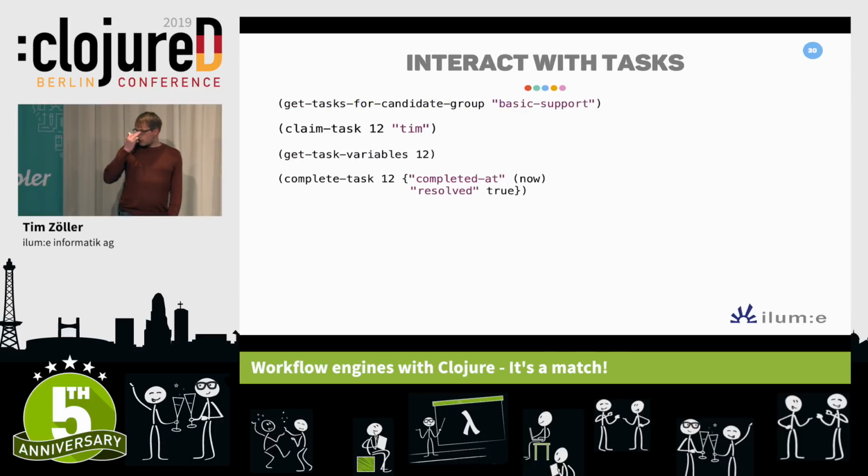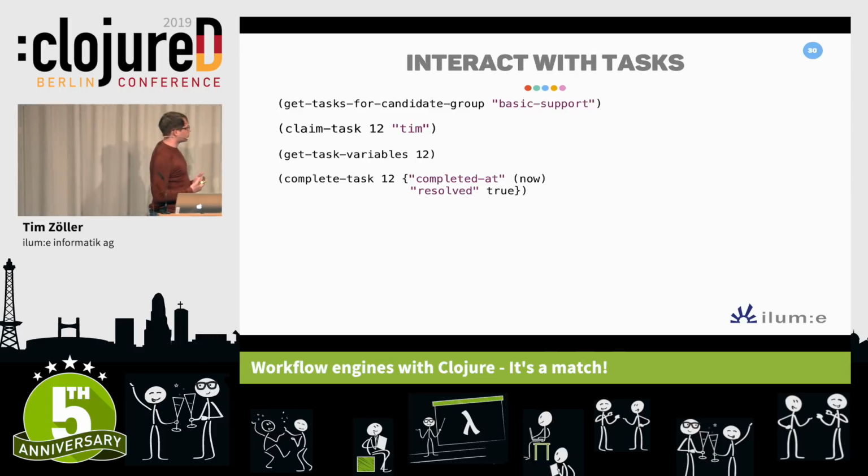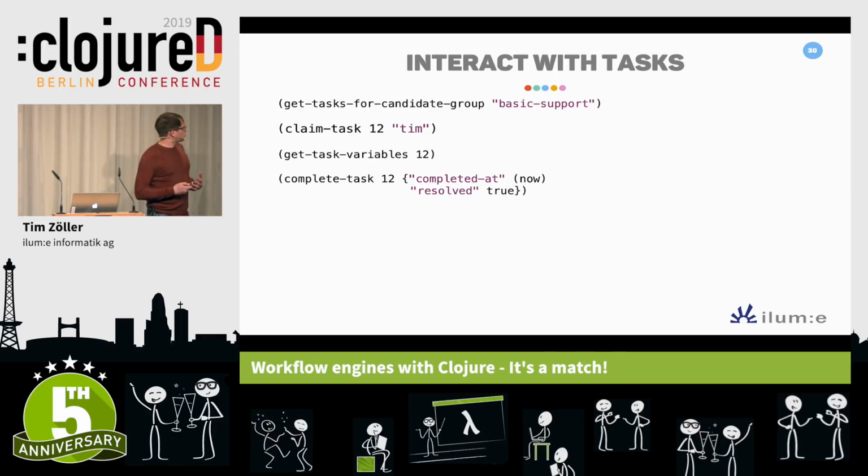If you call those wrappers, it just looks like this. So a basic workflow would be, I want to have all the tasks for basic support. I will claim the task, number 12, and I'm Tim. I want to get the task variables, and I want to complete the task number 12 with those variables. And with this tool, we can build a nice task list in the user front end, where the user sees everything they have to address, and can just choose what they want to work on there.